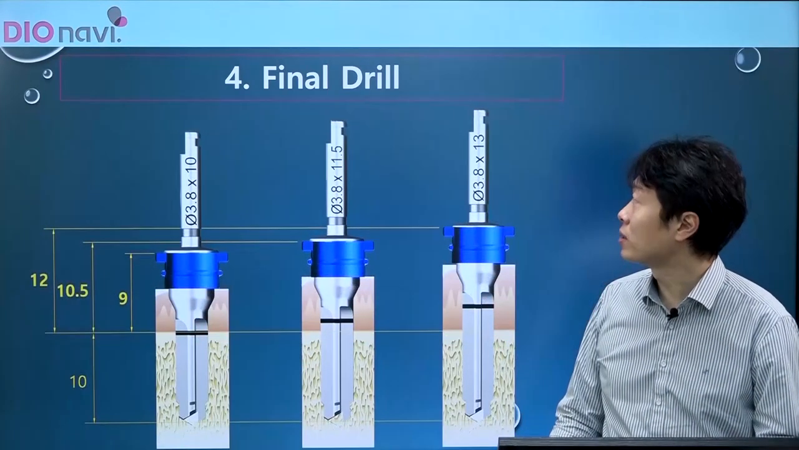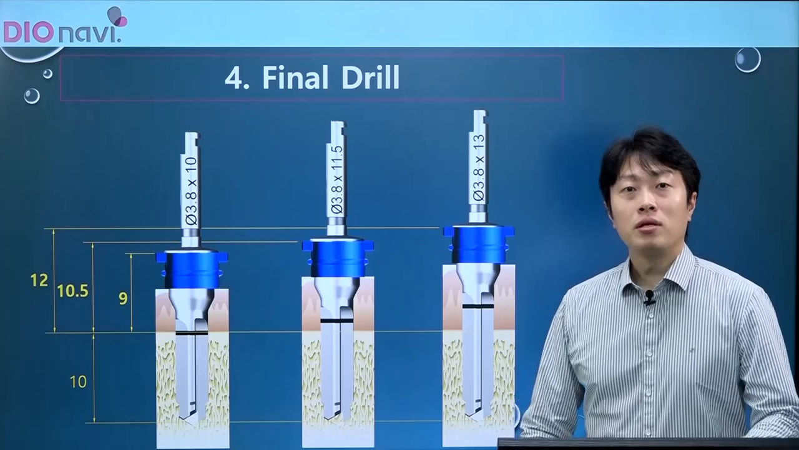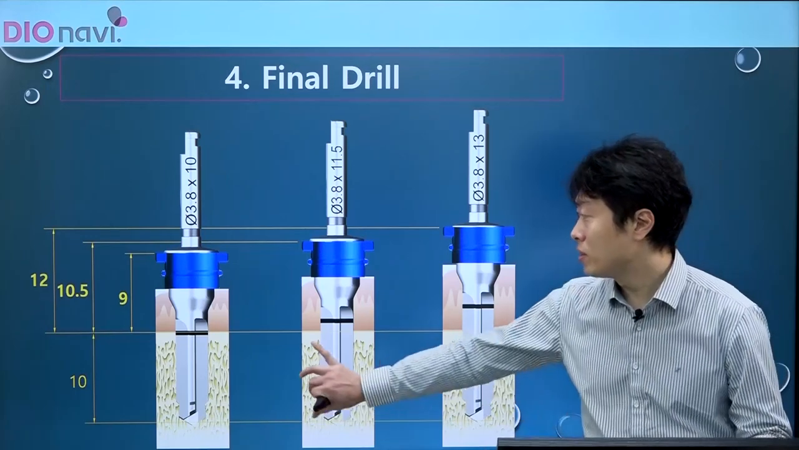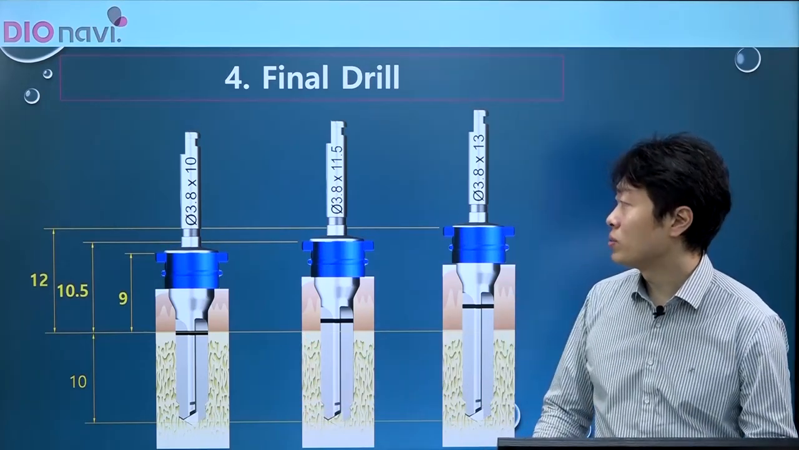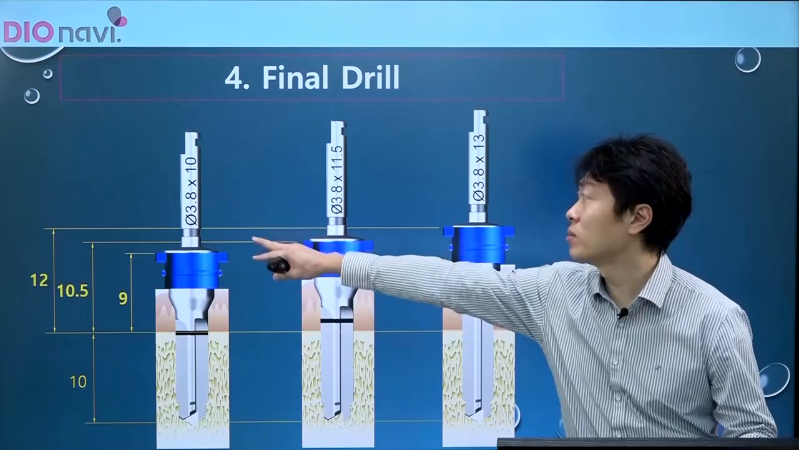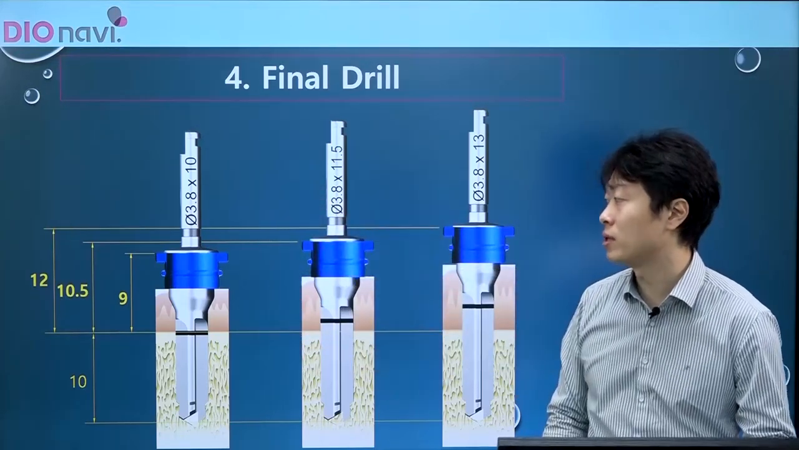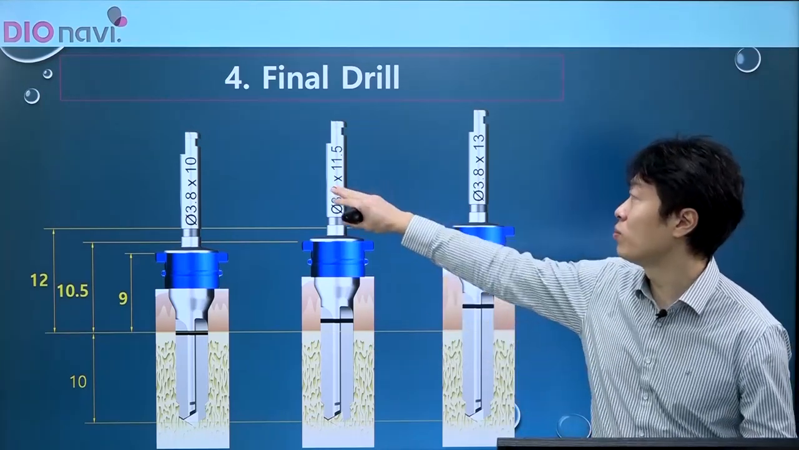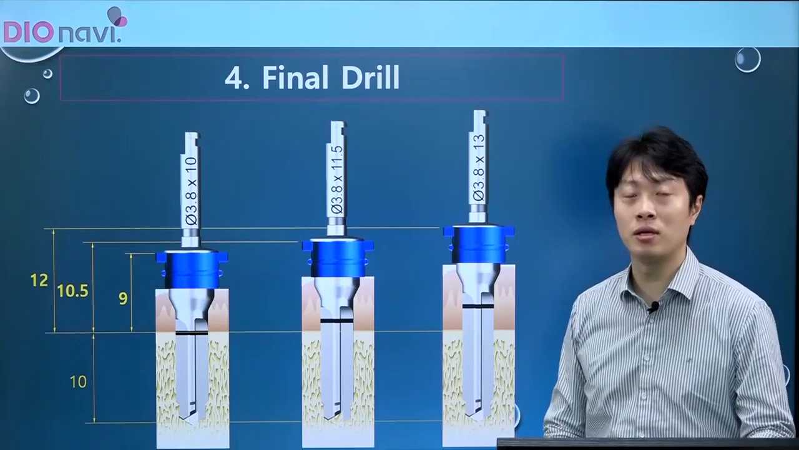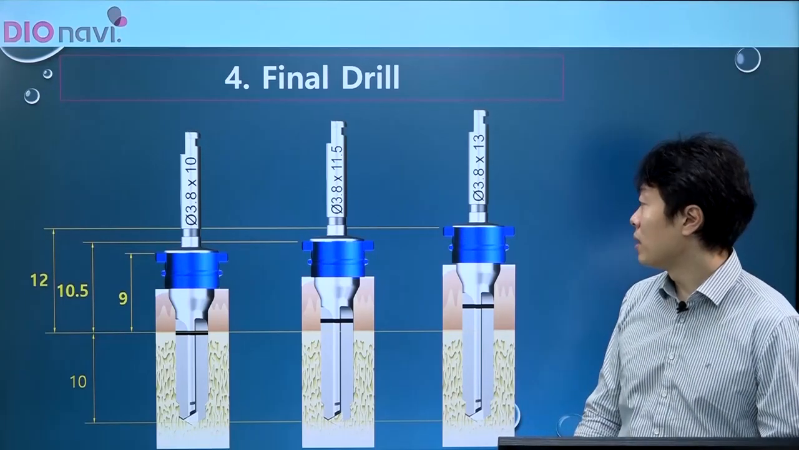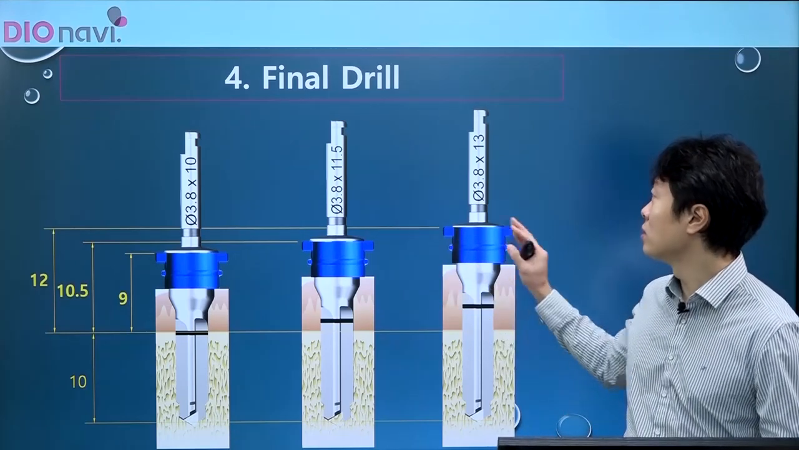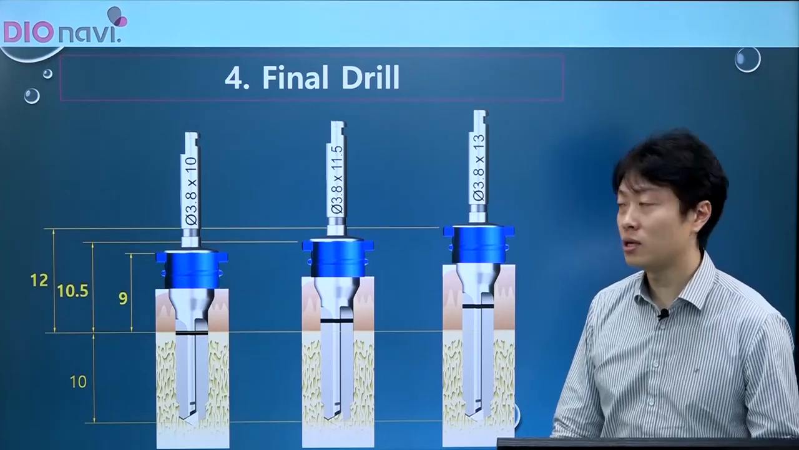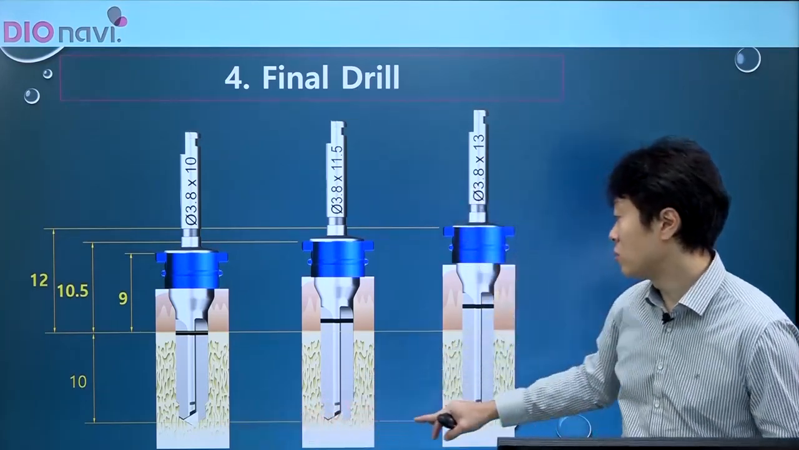You can drill like the following. The length of the final drill has to be adjusted according to the offset. As I said earlier, when placing an implant of 10 millimeters with the 9 millimeter offset, you should choose the final drill marked 10 millimeters. If the offset is 10.5 millimeters, add 1.5 and select the final drill marked 11.5 for drilling. If the offset is 12 millimeters, add 3 and drill with the final drill marked 13, and you can perform accurate drilling to the intended depth.